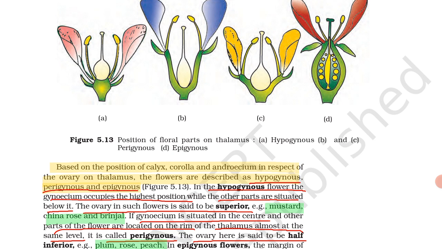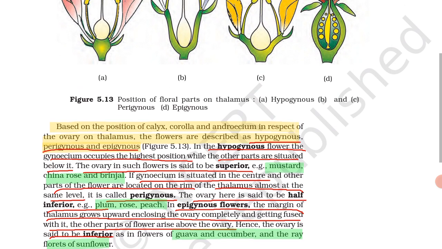So, at the same level, located on the rim of the thalamus, means what? The gynoecium is located at the rim of the thalamus almost at the same level, and it is called perigynous. The ovary is said to be half inferior. Examples are plum, peach and rose.